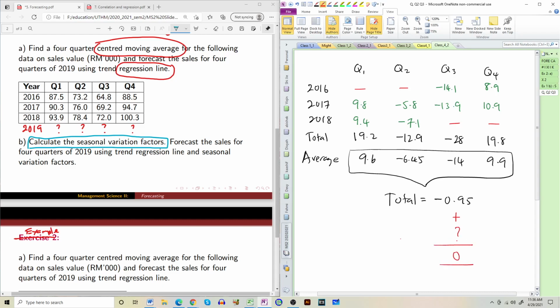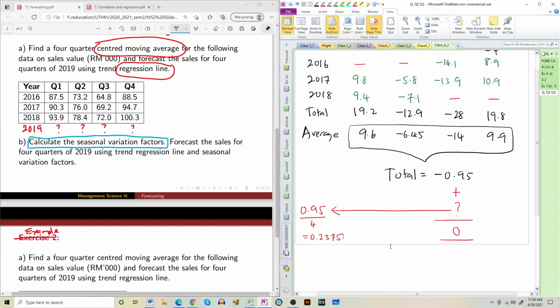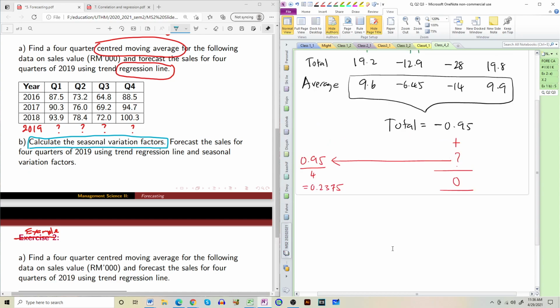0. That number naturally will be 0.95. Now for us to do the adjustment, we are going to distribute evenly this number. So divide by 4. If you divide by 4, you will get 0.2375, so your seasonal variation factor would be like this.